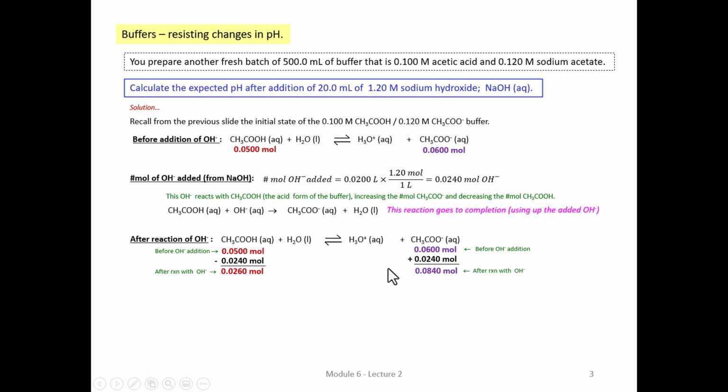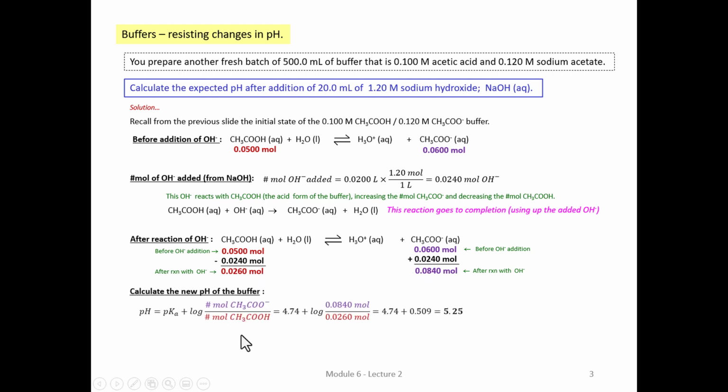Now we can take these two numbers here and put them in the Henderson-Hasselbalch equation. So now the number of moles of base form is larger than before. The number of moles of acid form is smaller. We get 4.74 plus 0.509 from this log term, or 5.25.